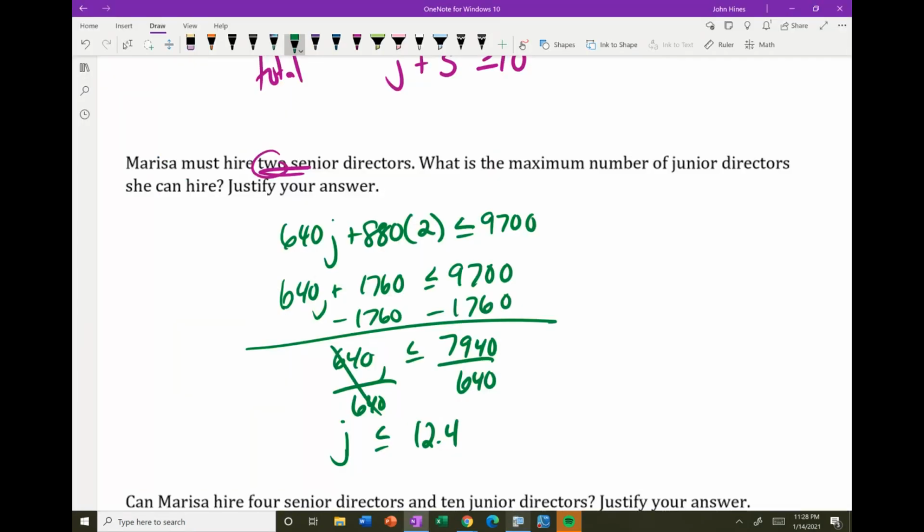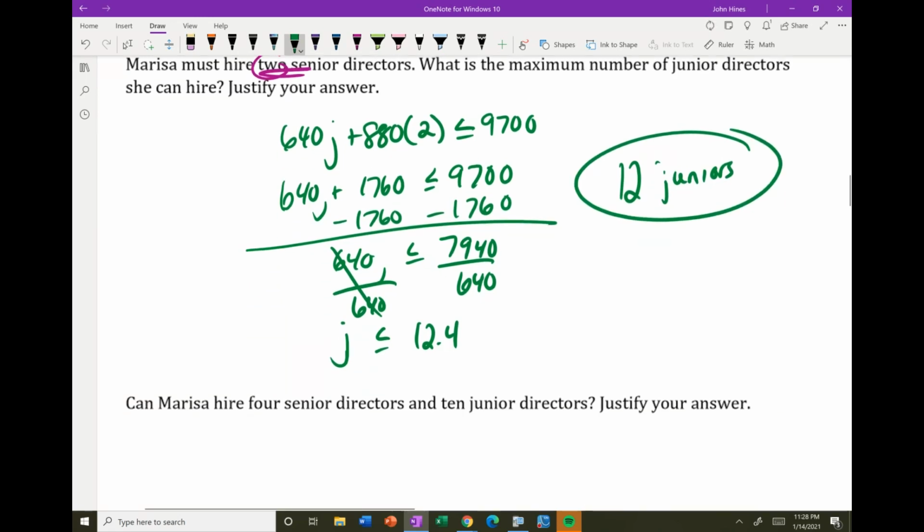So can she hire 13? No, it's got to be smaller than 12.4. So how many can she hire? She can hire 12 juniors. If she only gets 2 seniors, she'll have enough money for 12 juniors. That's what she can hire, because J has to be smaller than 12.4.